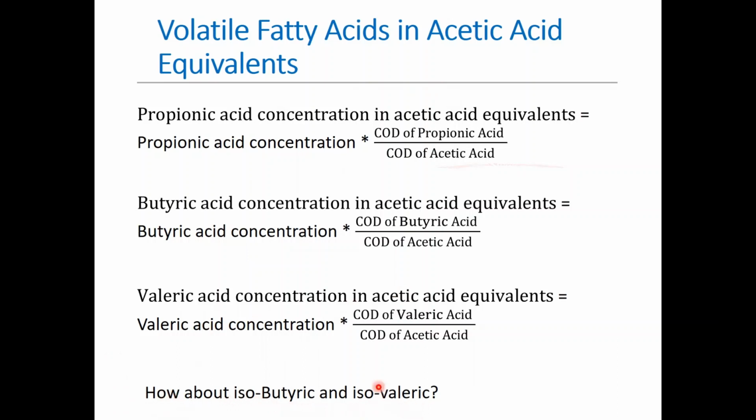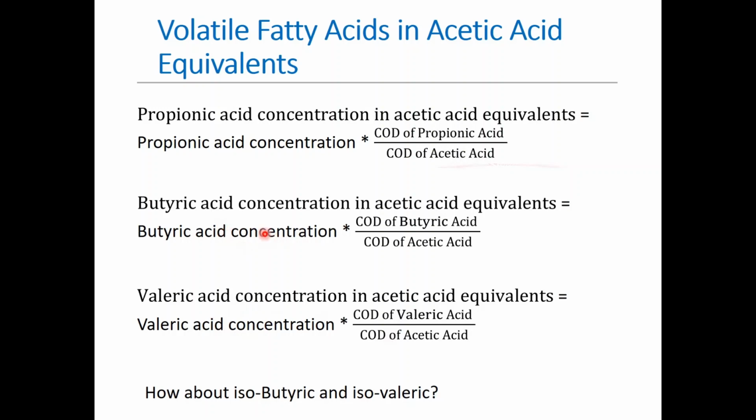Similar to what I just said, the isobutyric acid concentration in acetic acid equivalent is equal to isobutyric acid concentration times COD of isobutyric acid divided by COD of acetic acid. The same for isovaleric acid: concentration in acetic acid equivalent is equal to isovaleric acid concentration times COD of isovaleric acid divided by COD of acetic acid. Again, this is just a concentration. For example, if I also have an amount, does this actually change the situation?